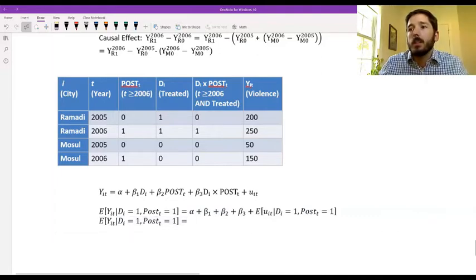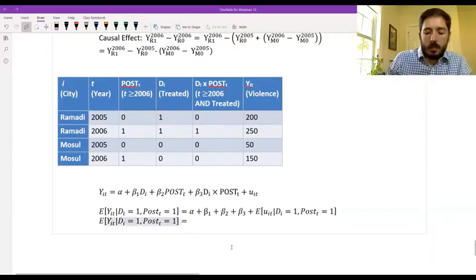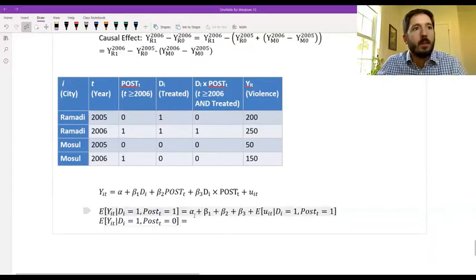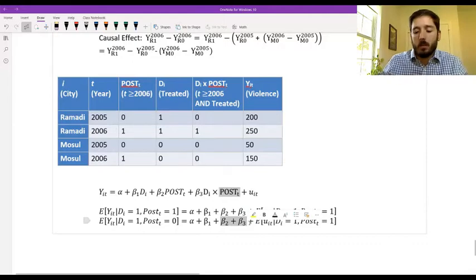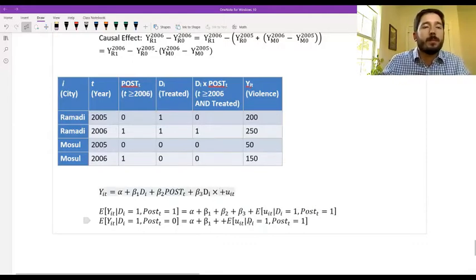So let's look at the treated in the pre-period. So if post equals 0, what's going to change in terms of what this expectation is going to give us? Well, this post is 0 now, and this post is 0, so we're going to lose this beta 2 and beta 3.